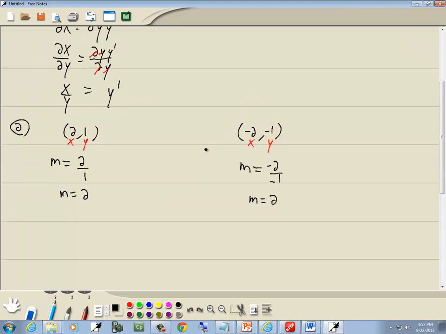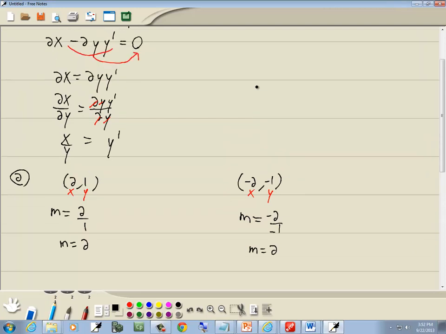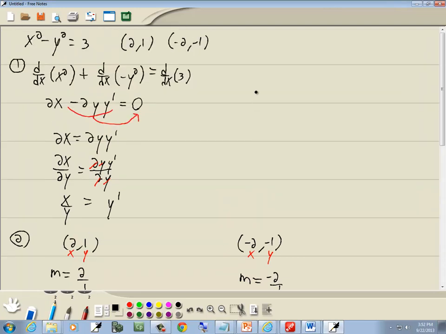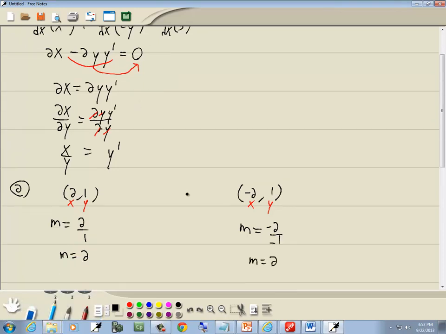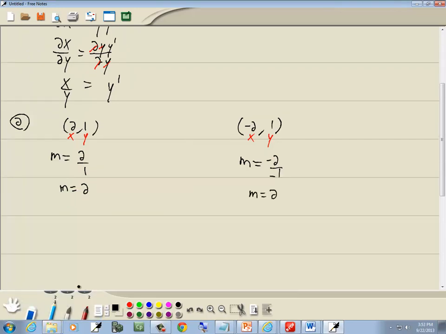I should have chosen a different point. Let's pretend that instead of this being negative 1, let's pretend that's a positive 1. There we go. Let's work that. Okay, so then this y here, just to make it a little bit more interesting. And then this would be a negative 2.